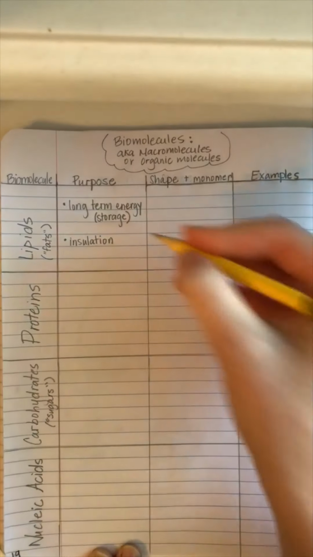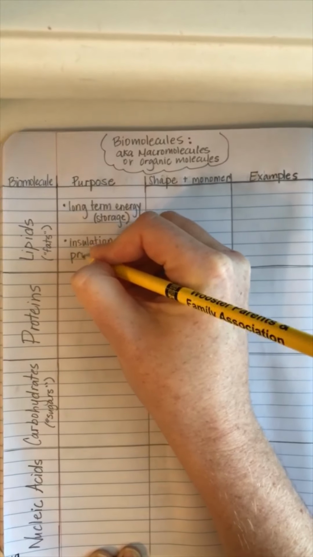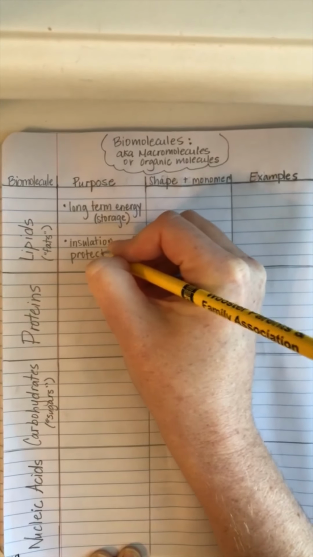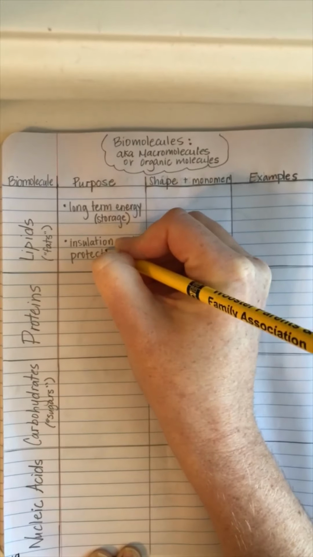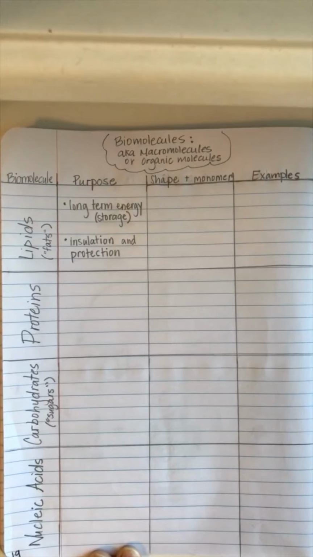And it's protection, and primarily protection for your organs. It's important that your body has fat so that it stays safe and maintains homeostasis.